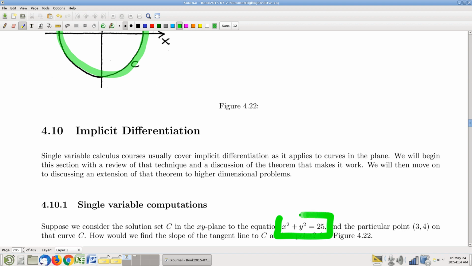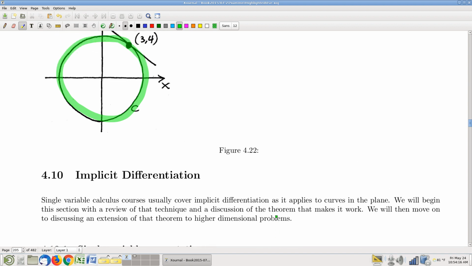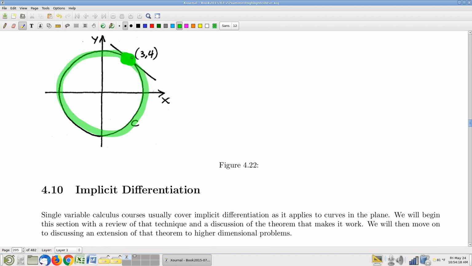Squared plus y squared is, let's say, 25. And at that point, (3, 4), there's a tangent line. Let's find the slope of that tangent line. A superficial, mistaken point of view would be to say, oh, slope of a tangent line, let's just take the derivative. Well, derivative of what? Right?